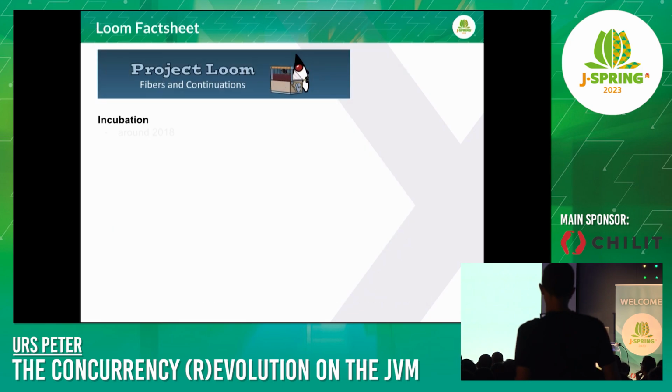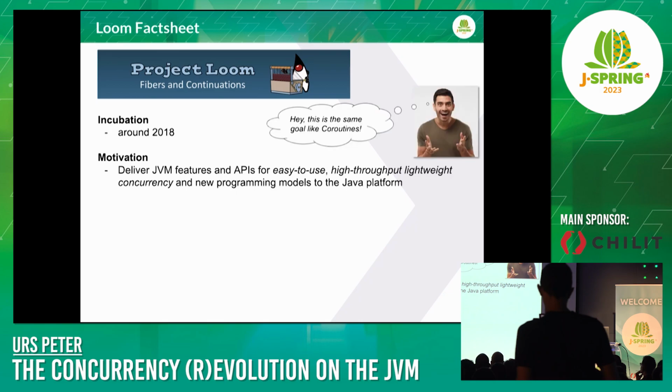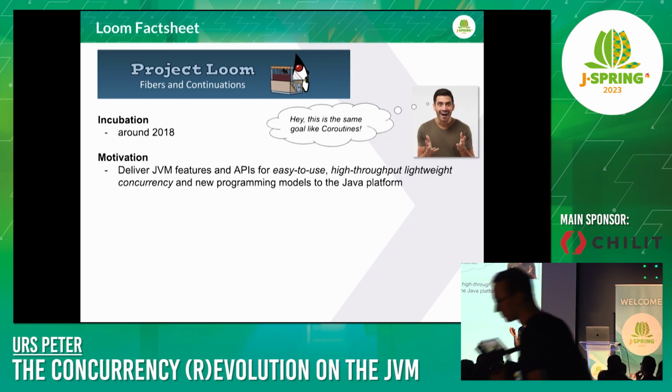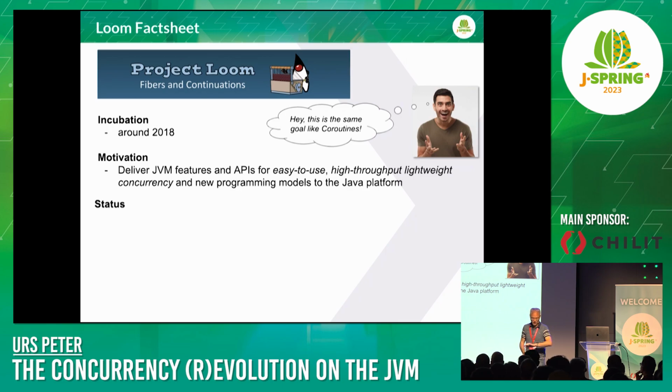So what is Project Loom? First, some facts about it. It's a project which is quite old by now, 5 years old. And when you look at the definition, you see that the goal is the exact same as with coroutines: an easy to use, high throughput, lightweight concurrency model for the JVM. So it tries to achieve the exact same thing. But the way they are going to achieve it is really different.